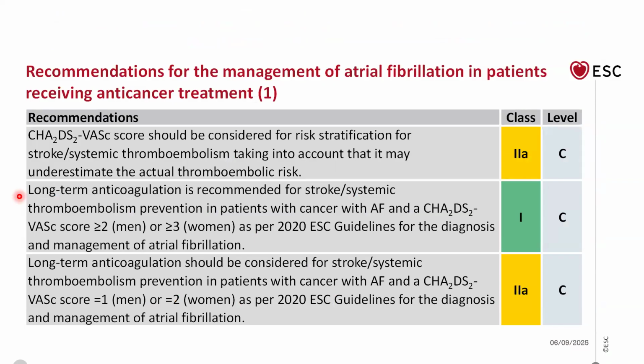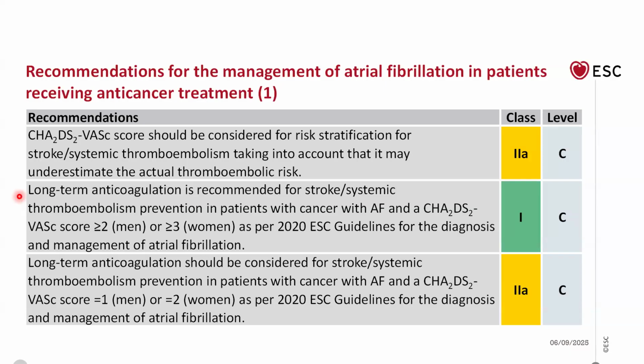Okay, so we'll now look at recommendations for atrial fibrillation in patients receiving anti-cancer treatment. So, the CHA2DS2-VASc score. As we all know now, the CHA2DS2-VASc is without the sex category. The CHA2DS2-VASc score should be considered for risk stratification for stroke and systemic thromboembolism, taking into account that it may underestimate the actual thromboembolic risk. This has a class 2 indication for the use of the CHA2DS2-VASc score to determine whether or not to anticoagulate.